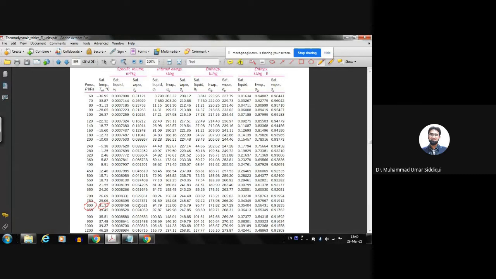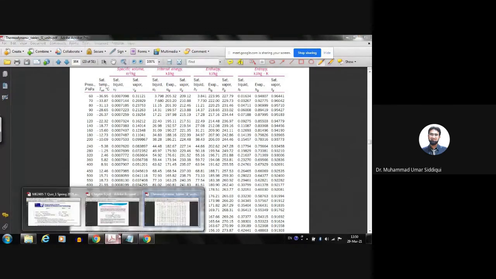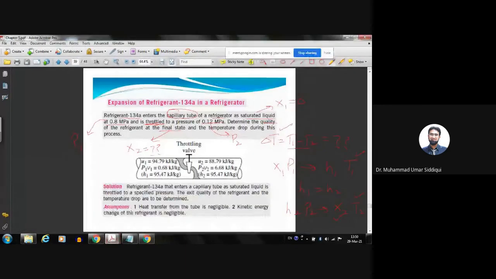So enthalpy will be HF. HF will be 95.47, right? So this will be our H1, and this will be our H1 and T1. Once we have H1, let's say this H1 is the same as H2, but now we need to find out what will be the X for this case, okay?